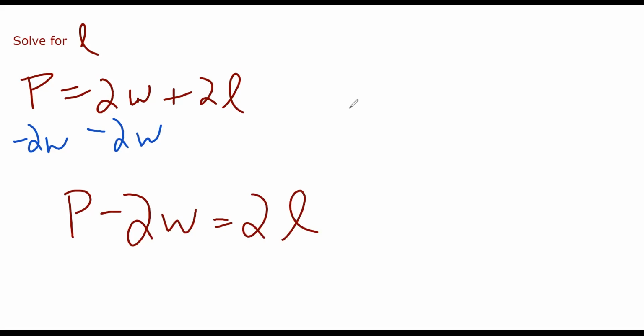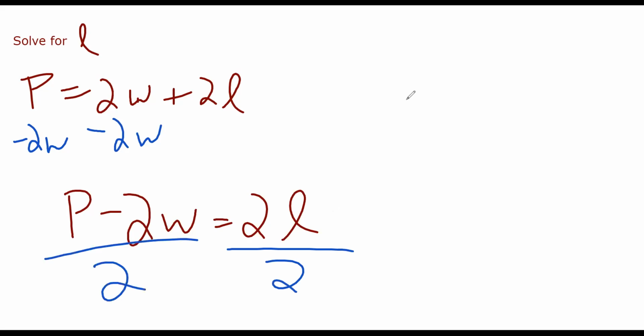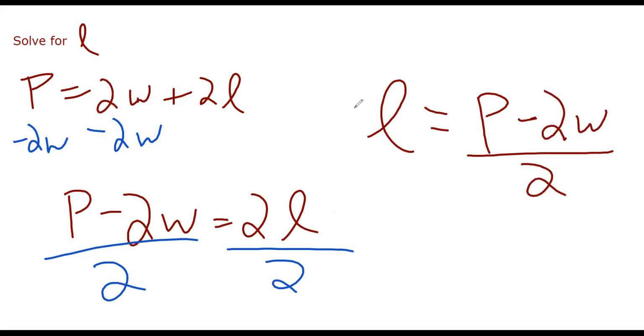Maybe if I throw some numbers in there, we could talk, but I can't just yet. What's the other thing I would have to do to get L by itself? Divide both sides by 2, exactly. So ultimately, I'm going to write it the opposite way, so my L is by itself on the left now. The length of a rectangle is the perimeter minus twice the width, all divided by 2.